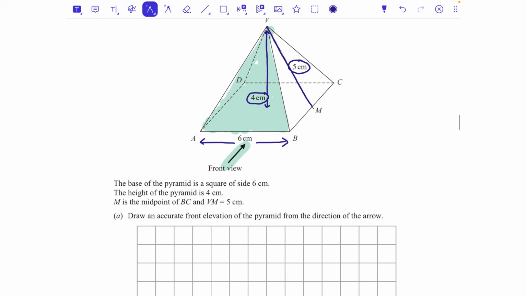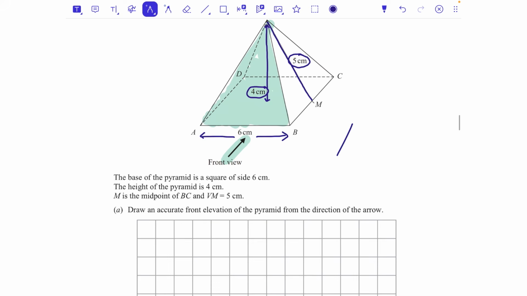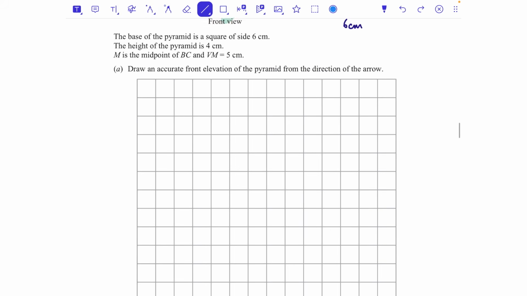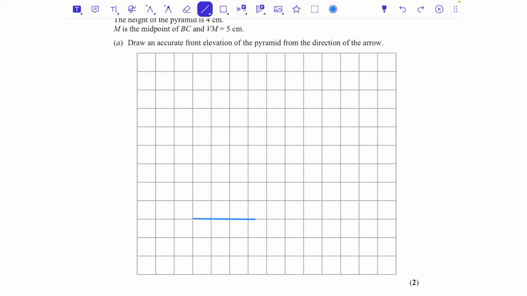So when I'm drawing this, I need to make sure that I'm drawing a triangle that is 6 wide and going up by 4. Yes, this sloping distance is 5, but that's not very helpful for this. We just want to make sure we draw it 4 up. So I'm going to get my ruler here and I'm going to draw it 6 wide. So 1, 2, 3, 4, 5, 6. They've told me it's a centimetre grid, so I don't need to use my ruler. And we're going up by 4. Now I'm going in the middle here, 1, 2, 3, 4. So I know I need to go up to this point and then just make it symmetrical like that. There we go, and that's the front elevation of the pyramid.